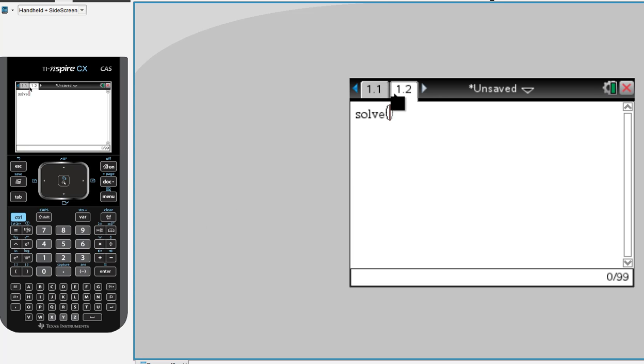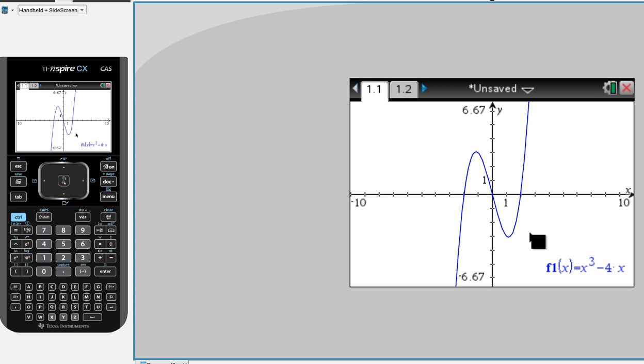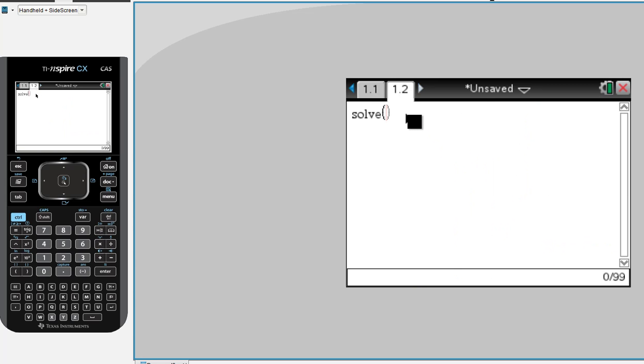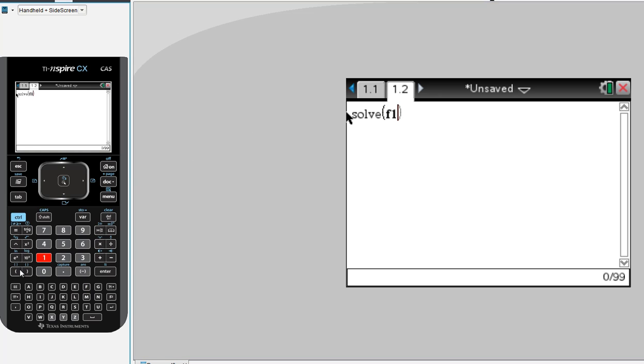Since we are in the same problem, when it's 1.1, 1.2, all the pages start with 1. That means that if we have a function here, which is the first function, f1, it will know what f1 is, even though we're in a calculator page. So I'm just going to write f1 of x is equal to 0, and then always comma and the variable is x.